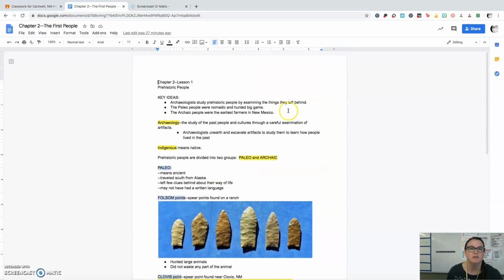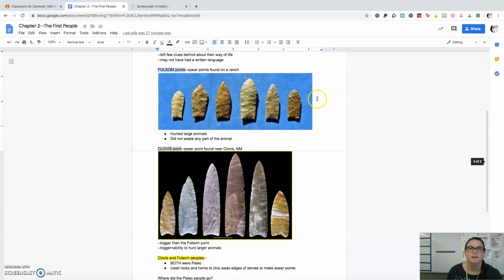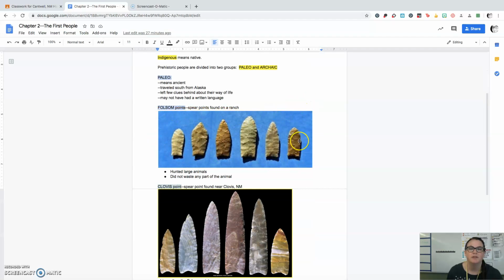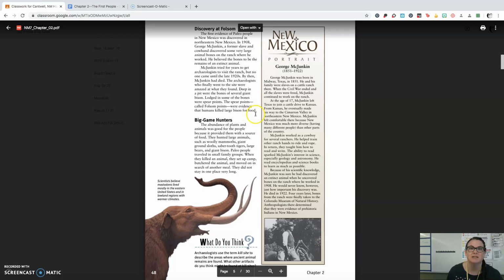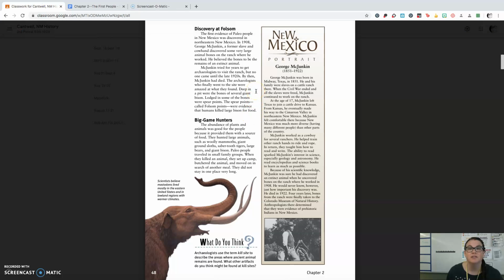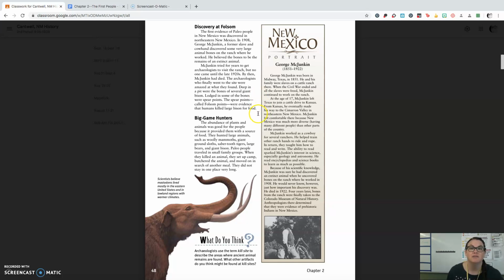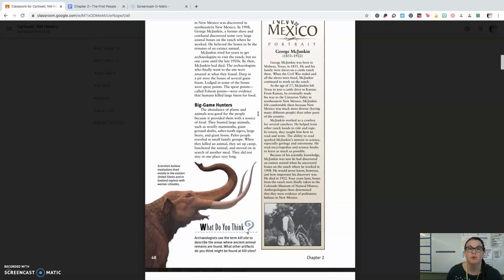So I'm going to show this to you. It's in your notes, chapter 2, First People Notes. This top picture here is the Folsom Point, and they would use bone or stones to chip away and make these pointy spearheads. So this was evidence that the early humans killed large animals for food. Archaeologists found them and they called them the Folsom Points.